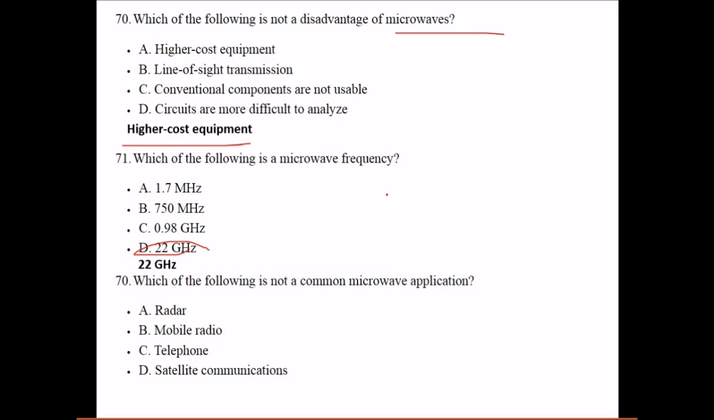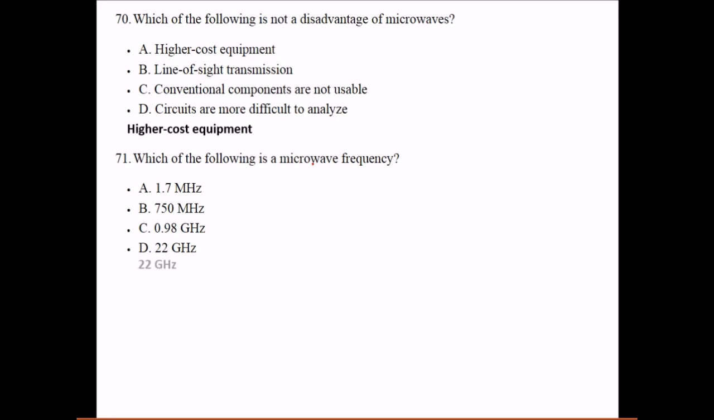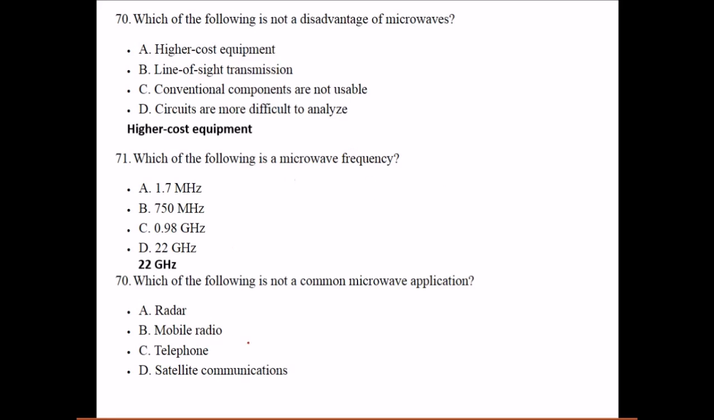So which of the following is not a common microwave application? Which is not a microwave application? Mobile radio. Mobile radio is not a common one. Radar, telephone, satellite, all they use microwave communication. Now, which of the following is not a disadvantage? As I just said, high cost, and 22 we have seen. And just to recall, mobile radio is not a common microwave application.